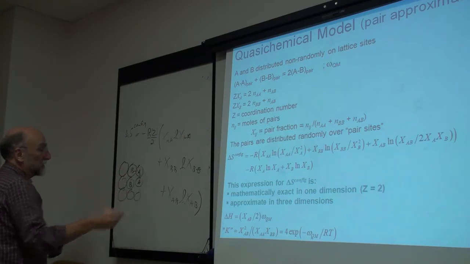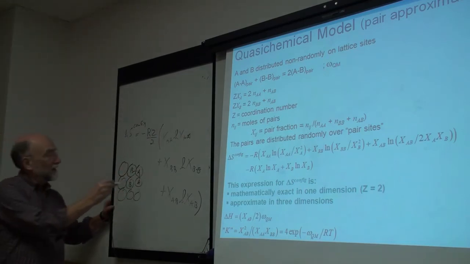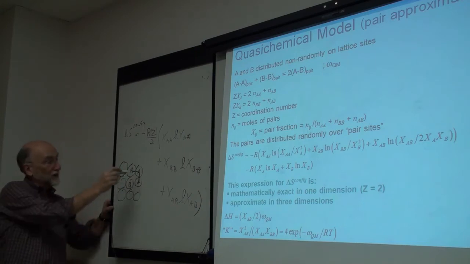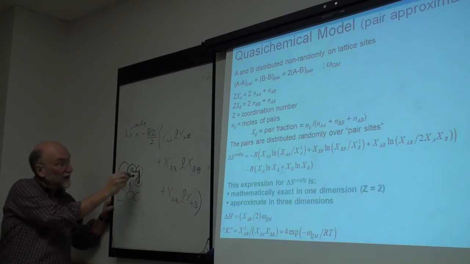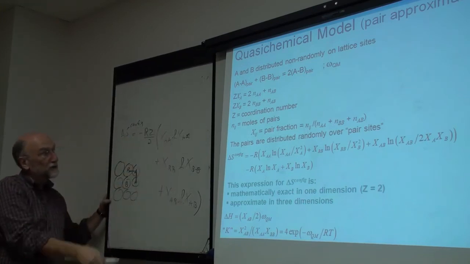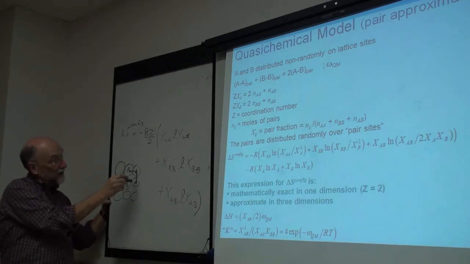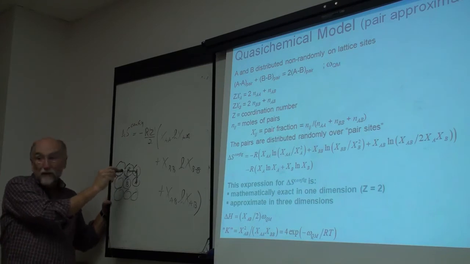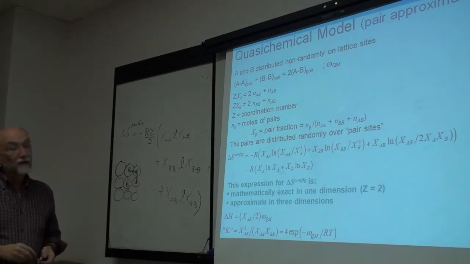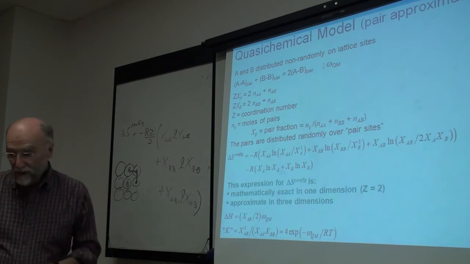Over the pair sites, but they bump into each other. If I put an AA pair here, I can't put a BB pair here because I've got an A at that lattice site. So this overcounts the number of the distribution, because now I'm limited. If I have an AA pair, this could be AB or this could be AA, but it can't be BB. So this gives you too big an entropy. Okay, so there's something wrong with this.